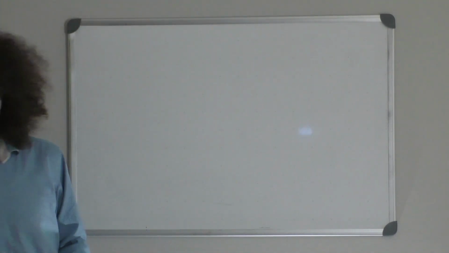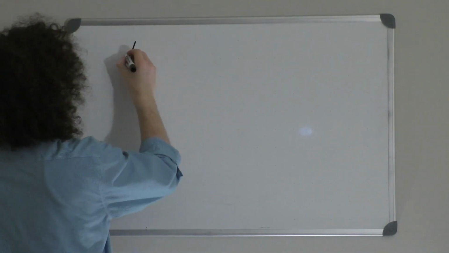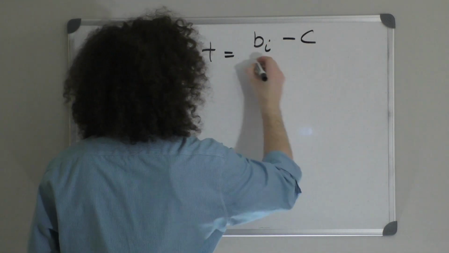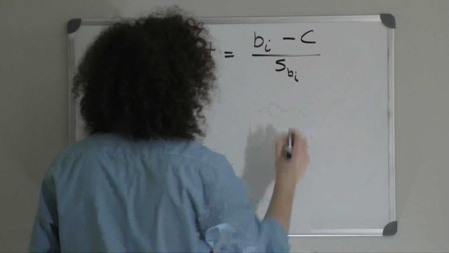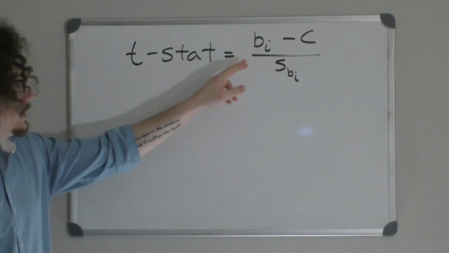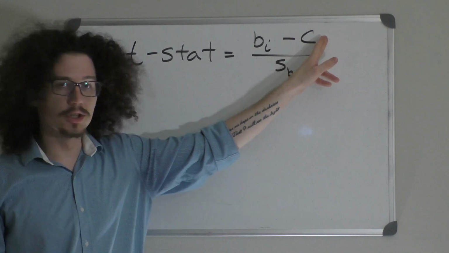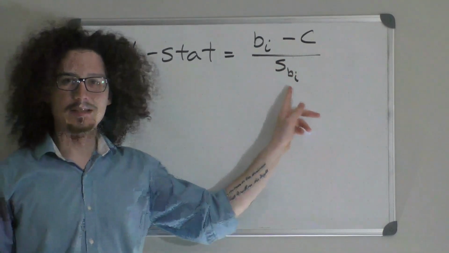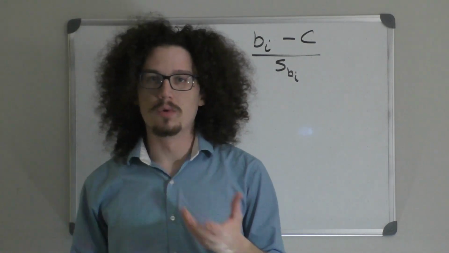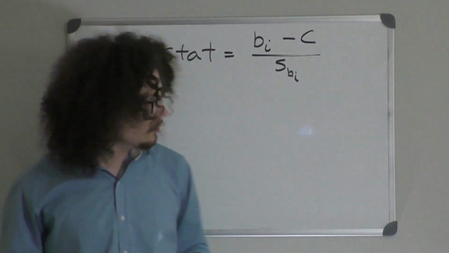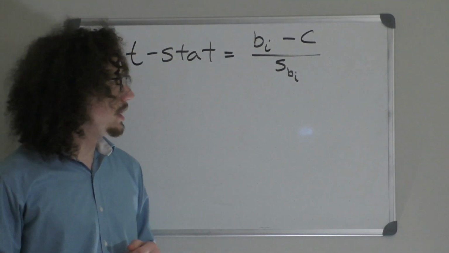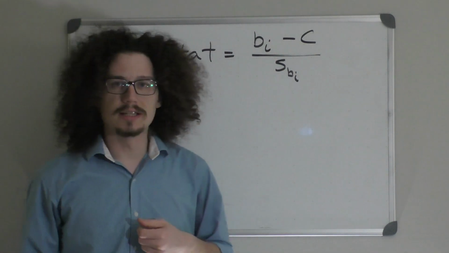Go ahead and make more room so we can actually see our test statistic. Our test statistic for one and two-tailed tests is equal to b i minus our arbitrary constant c, divided by s of b i. So s with the subscript b i is the standard error for that particular b. So b i minus c divided by the standard error, that is our test statistic.